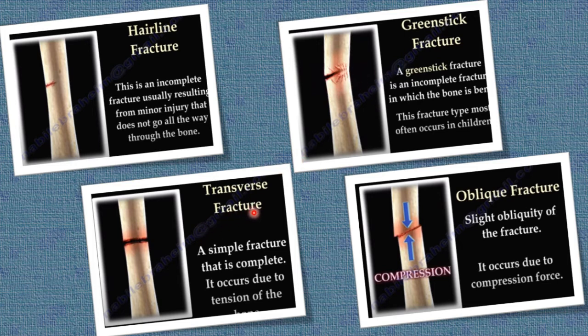And then we have a transverse fracture. This is the transverse fracture, a simple fracture that is complete. You can see this is a complete fracture. This is incomplete fracture. It occurs due to torsion of the bone, right? So this is a complete fracture, and there are also types of complete fracture. So this is the transverse fracture, a variety of complete fracture.